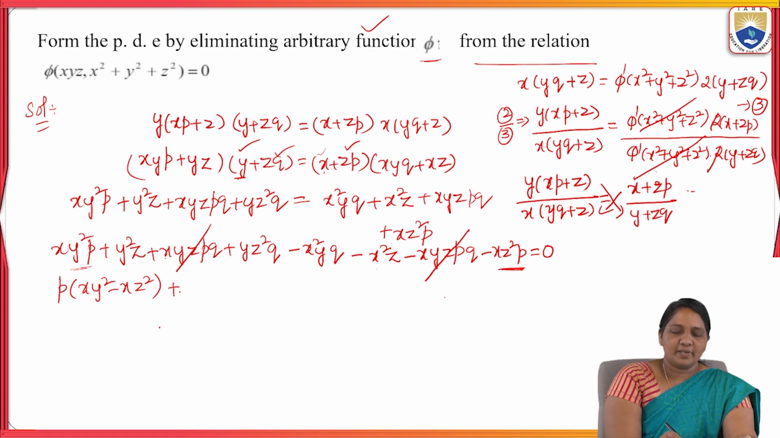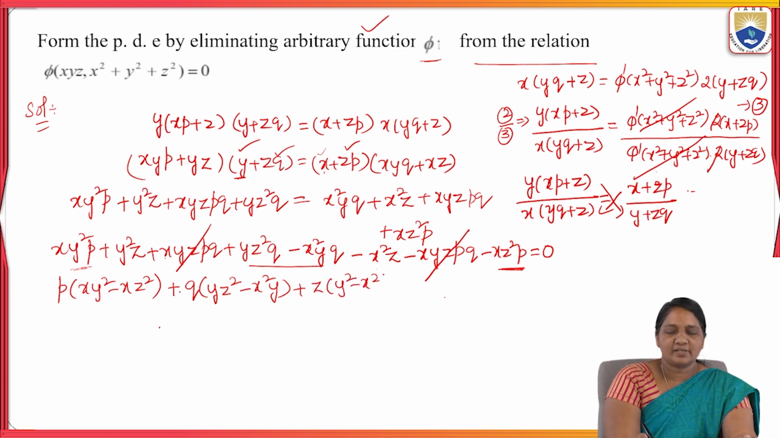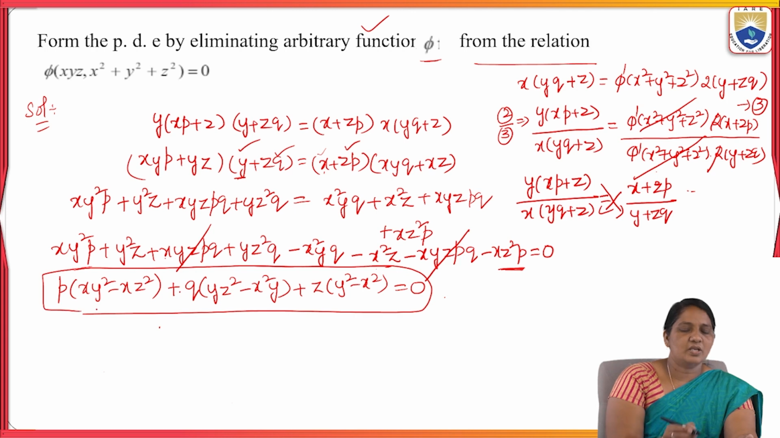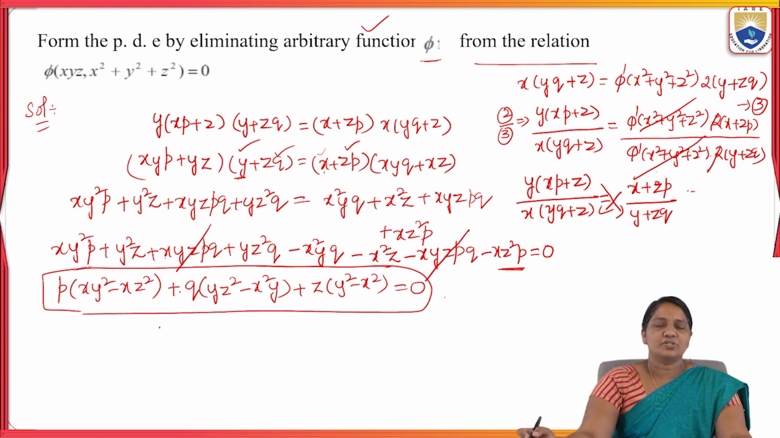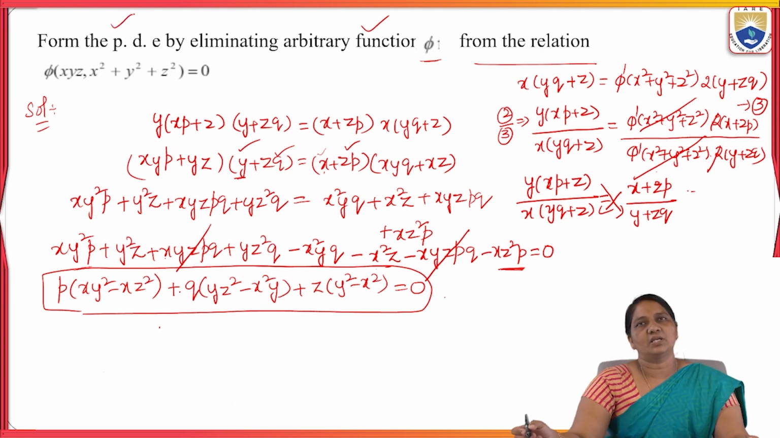Next plus, take the q common: yz square minus x square y from these two. Next here take the z common: y square minus x square, from these two, equal to 0. So this is our final PDE. So this is the way to eliminate the arbitrary function from the relation to form a PDE.